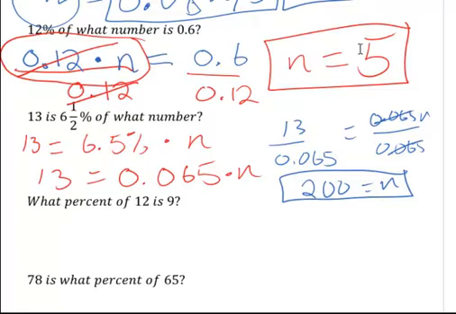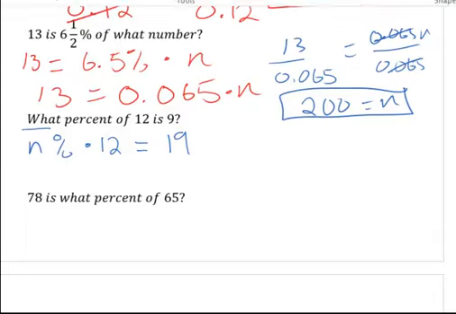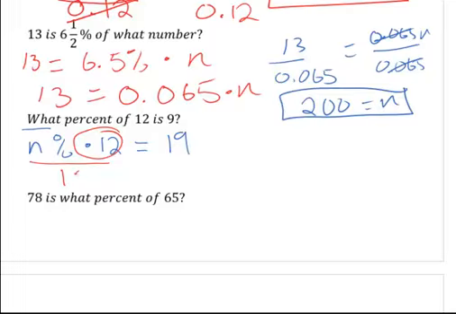So let's take a look at the next couple of problems that we have here. The next one says, what percent of 12 is 9? I see the word what, so I'm going to write n. Since I see a percent next to it, I'm going to write n%. Of means to multiply by 12 equals 9. Again, if you notice here, I'm trying to get my n by itself, but right now it's being multiplied by 12. So I'm going to do the opposite.